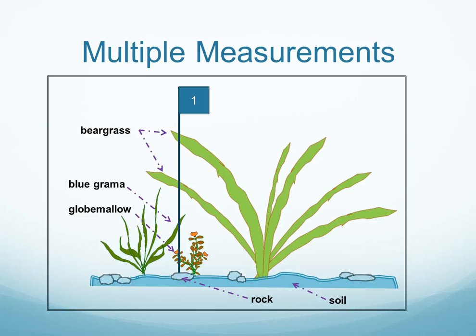And with this first pin flag, it hits the bare grass twice, it hits blue grama once, and it hits a globe mallow before it lands on a rock. With the second pin flag, this point hits the bare grass, and then it hits soil or bare ground.